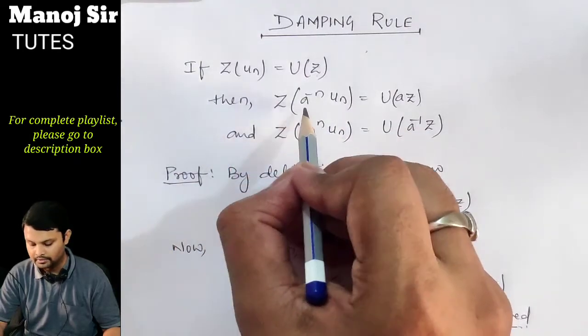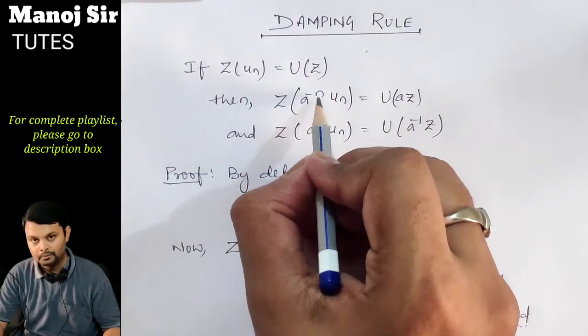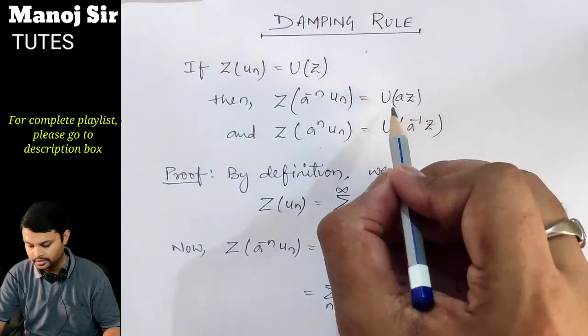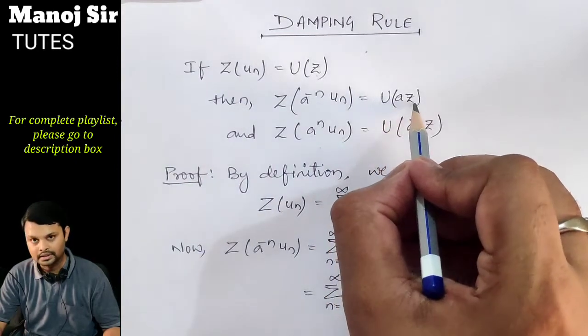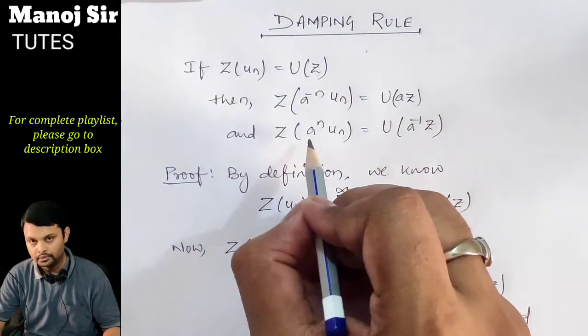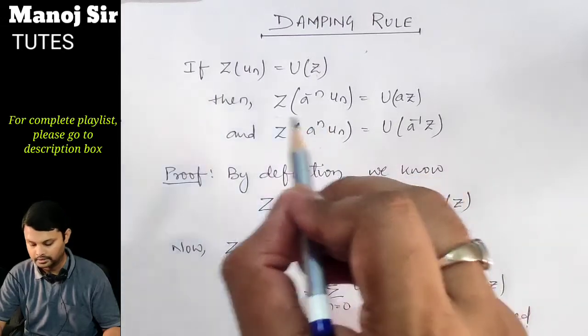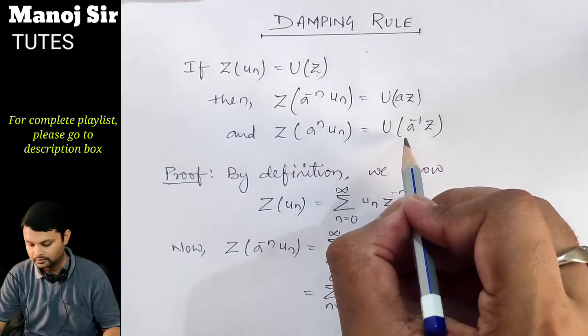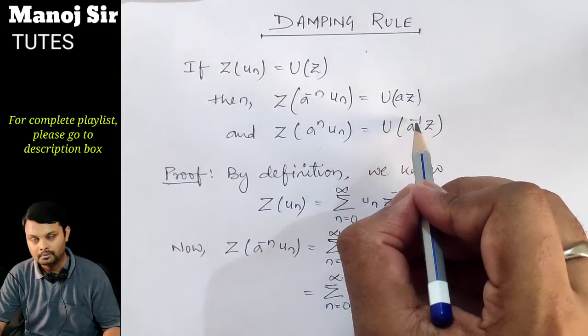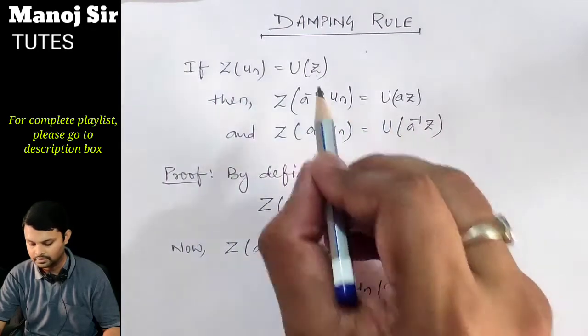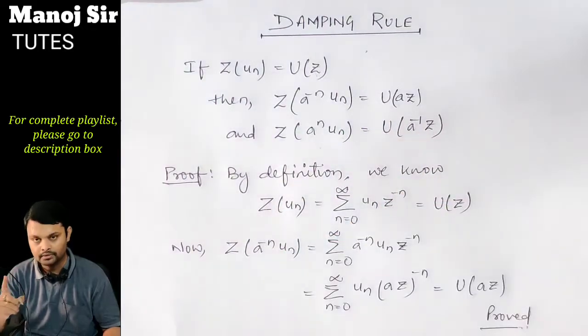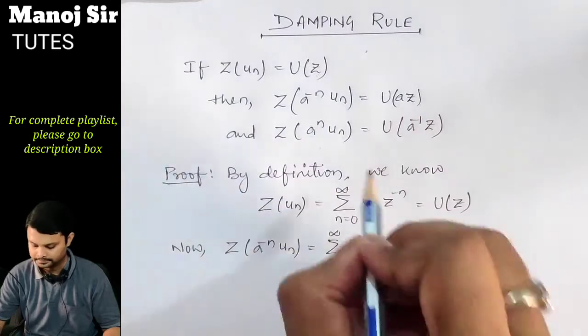It means whenever you multiply A power minus n with this Un, in the result you have A with Z. Okay. And whenever you get A power n with Un, in that case you have to multiply A power minus 1, that is A inverse, with this Z. Okay. Now we will prove the first part.